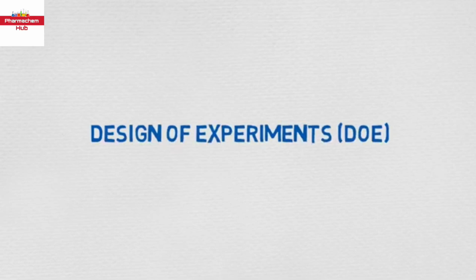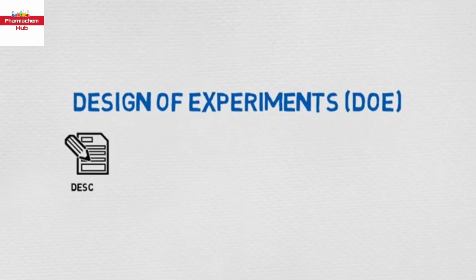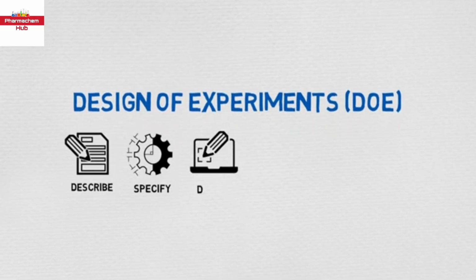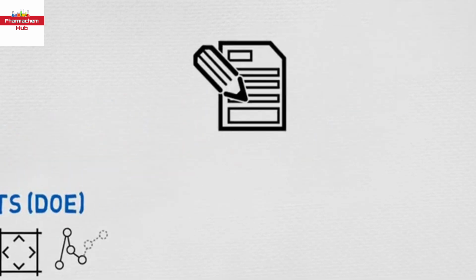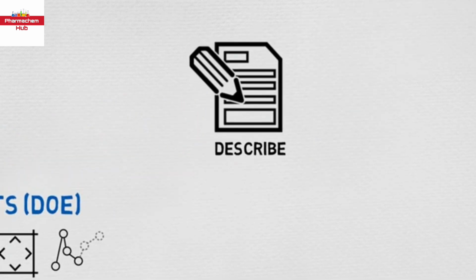Design of experiments, or simply DOE, has 6 steps that guide you through the process of choosing your goal all the way to predicting your best case response. It's important to have a good understanding of each step. We start with the describe step.